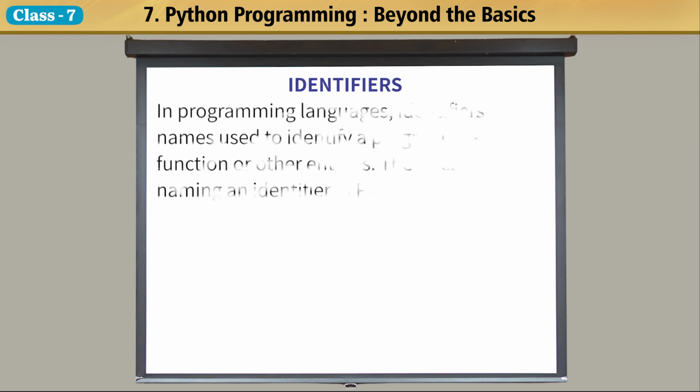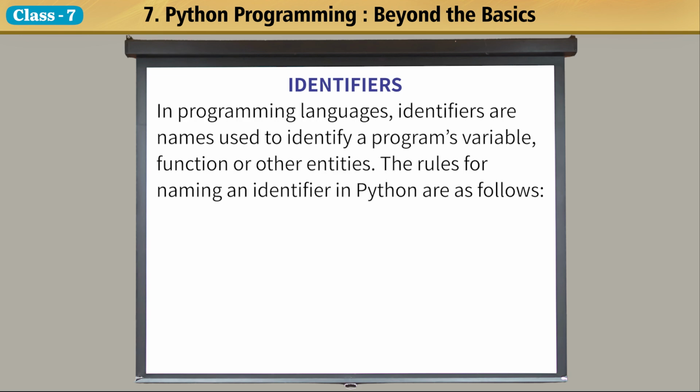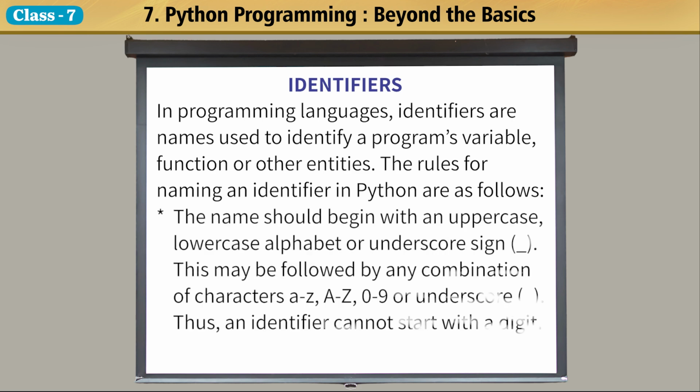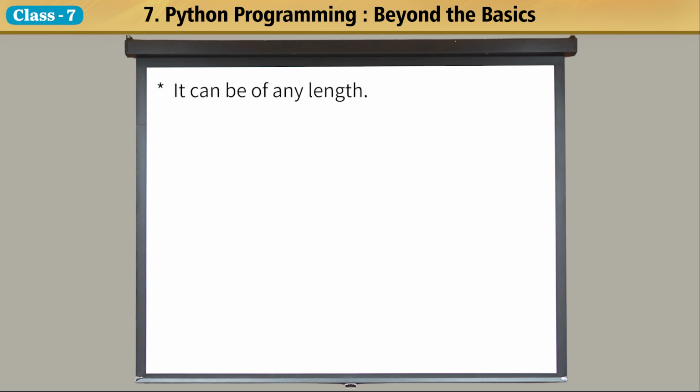Identifiers. In programming languages, identifiers are names used to identify a program's variable, function, or other entities. The rules for naming an identifier in Python are as follows. The name should begin with an uppercase, lowercase alphabet, or underscore sign. This may be followed by any combination of characters A-Z, 0 to 9, or underscore. Thus, an identifier cannot start with a digit. It can be of any length.